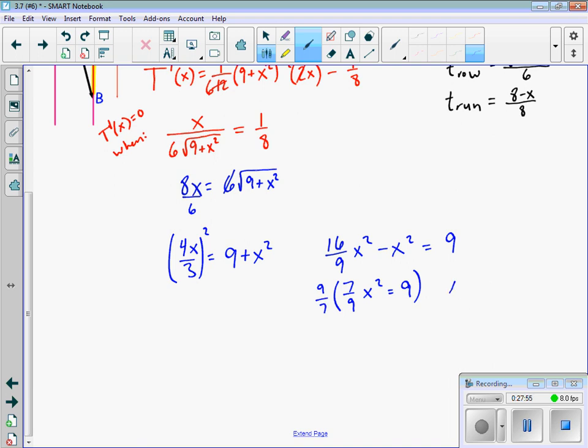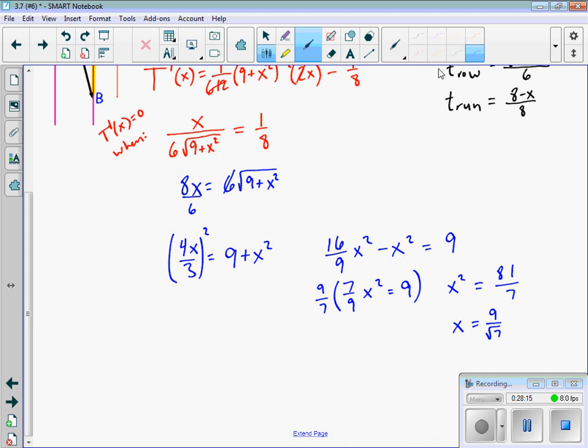So I get x squared is equal to 81/7. And then we should square root it, shouldn't we? So what's the square root of 81? 9. And square root of 7 in the bottom. That was kind of fun.